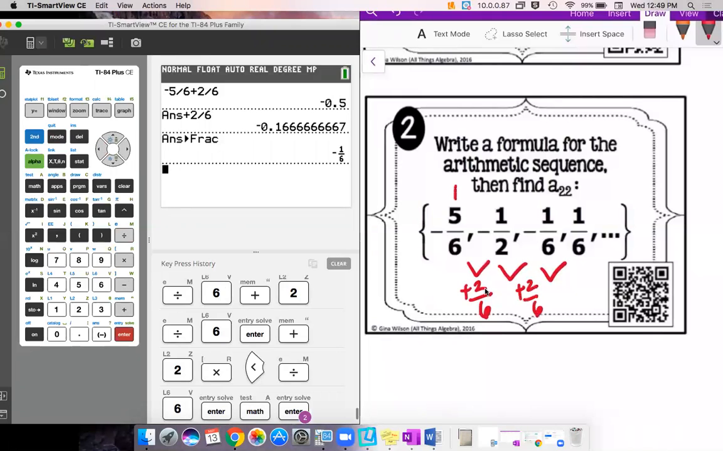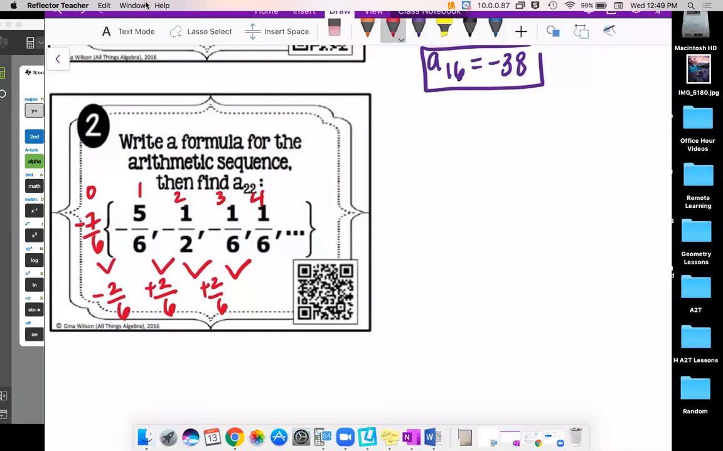So I can see my common ratio is to add 2/6 over and over again. And then remember, this is your first, second, third, fourth term. So we got to go backwards to our 0 term. So we subtract 2/6. So if I'm at 5 and I take away 2, this would be negative 7/6. And you guys can also do that in your calculator if you need to, but you guys are smart enough to do that without.